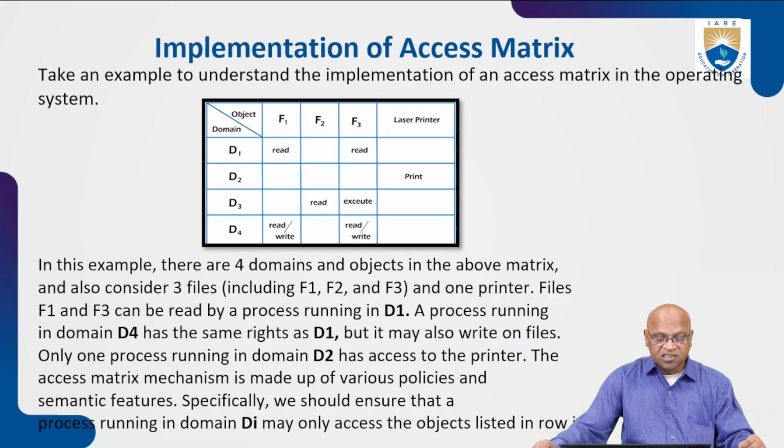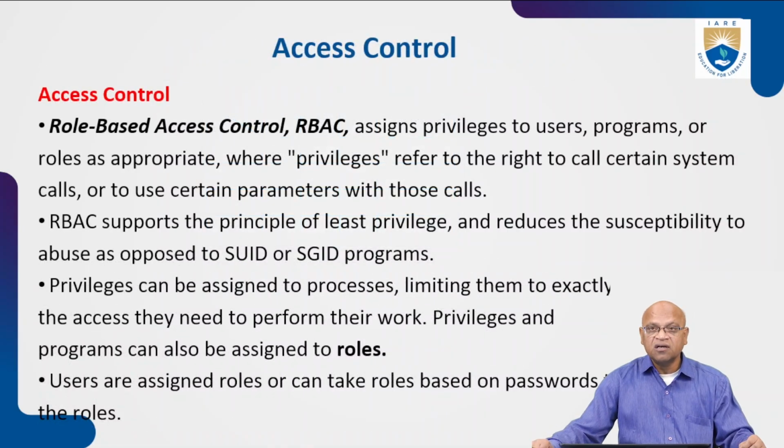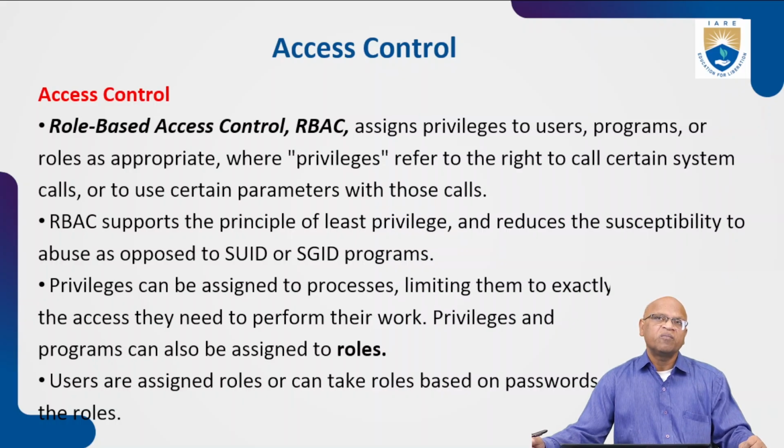The access matrix mechanism is made of various policies and semantic features, especially where we should ensure that the process running in domain D1 may only access the objects listed in row 1. So this is how the access matrix is designed, and it is designed by the programmer who has made the project or program. So whenever you give permissions, automatically the access matrix is designed. So this access matrix will be controlled by the OS.